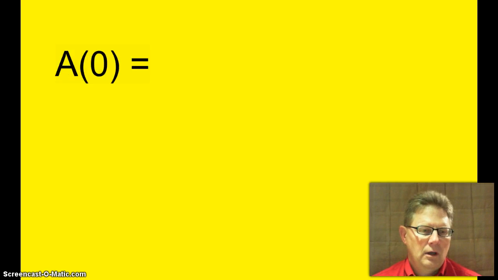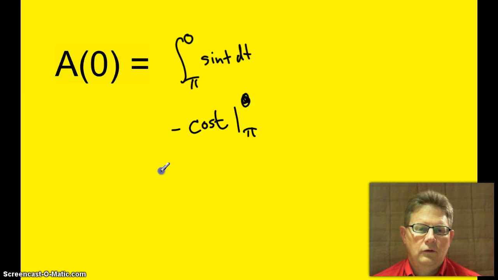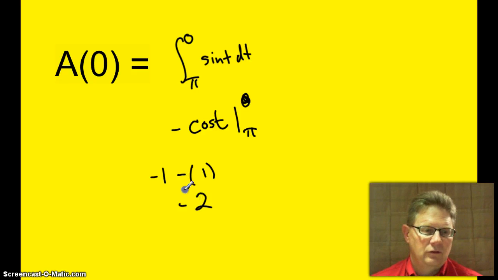You thought it was going to be harder than that. No, not at all. How about a of 0? Okay, that would be the integral from pi to 0 of sine t dt. Again, the antiderivative is negative cosine of t, evaluated at 0 and pi. Cosine of 0 is 1, so negative 1. Subtract. Cosine of pi is negative 1, so subtract, and that would be the negative of negative 1, which would be 1. Again, the answer is negative 2.